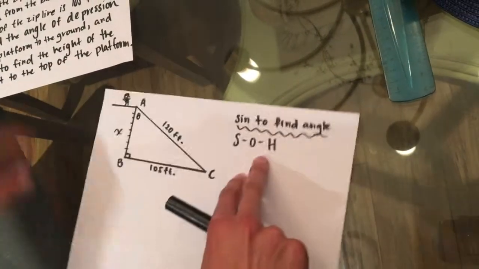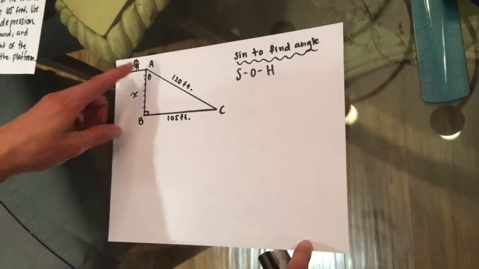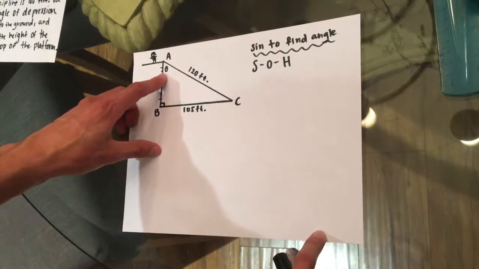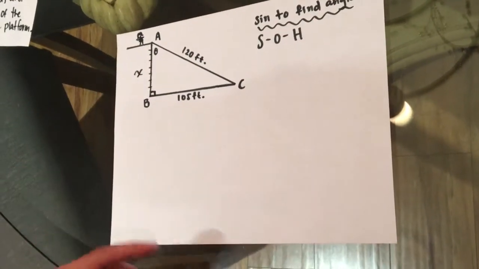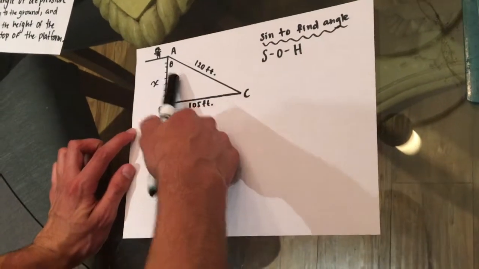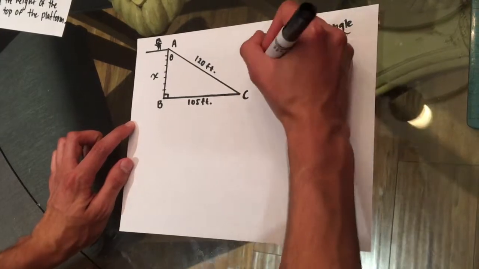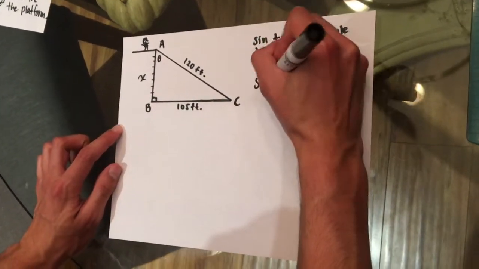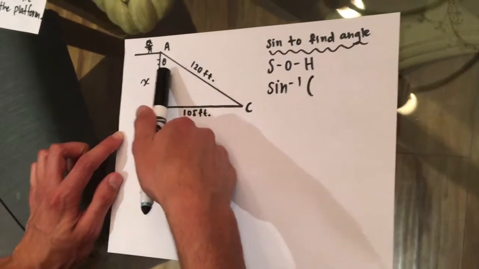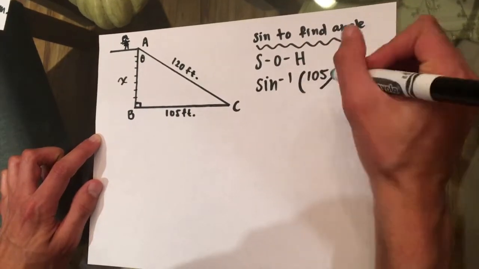So now we have a diagram of the situation, and we have our triangle labeled into parts A, B, and C. We're going to be solving for measure of angle A, so we have that indicated with our theta. So using sine, you find the measures that are opposite and the measure of the hypotenuse. And because you're finding the inverse of sine, we're going to use sine inverse of the measurements for the opposite of the angle, which is going to be 105 over 120.